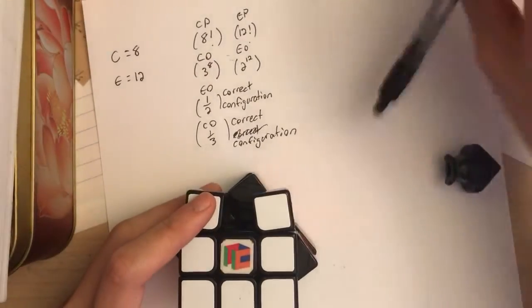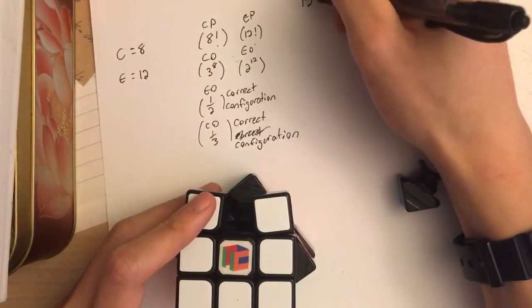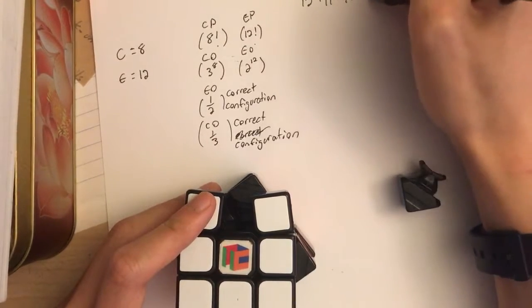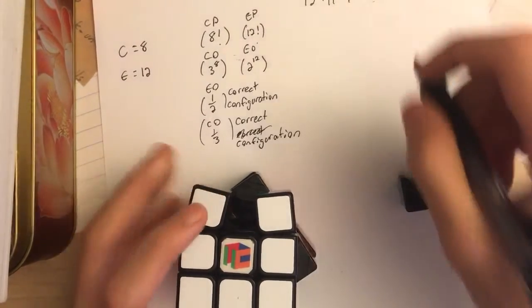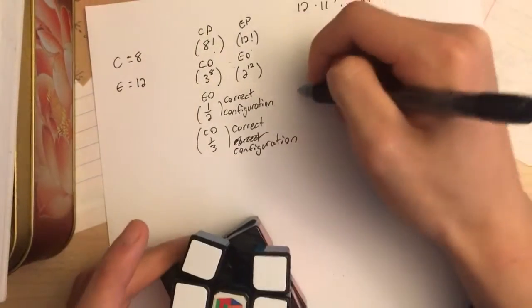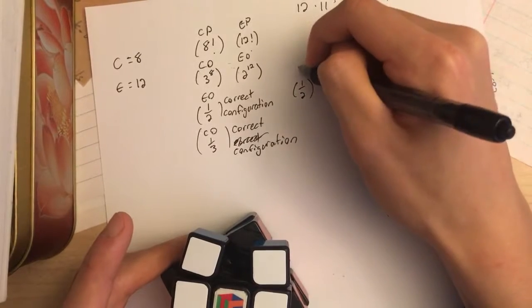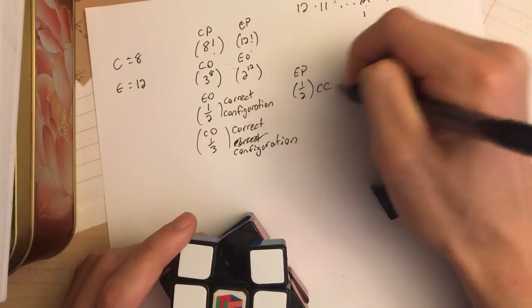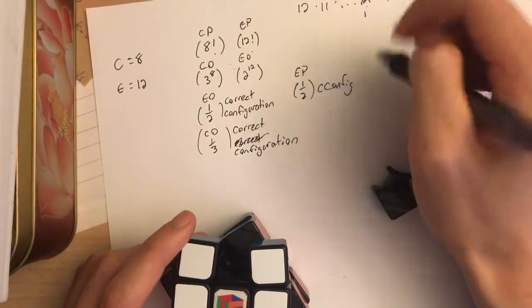So if we think about edge permutation as 12 ways to put the first edge times 11 to put the second edge, then to put the 11th edge in, there's only one way. So basically only 1/2 of the edge permutations have correct configuration. So correct config. Okay.